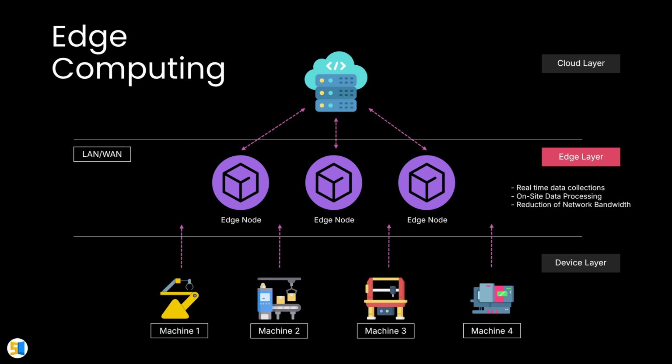And last, reduction of network bandwidth and enhanced processing speed. By processing real-time data locally at the factory site before transmitting it, edge computing reduces network bandwidth usage. This also enhances data processing speed, providing an environment where manufacturing data can be monitored in real time for prompt decision making.